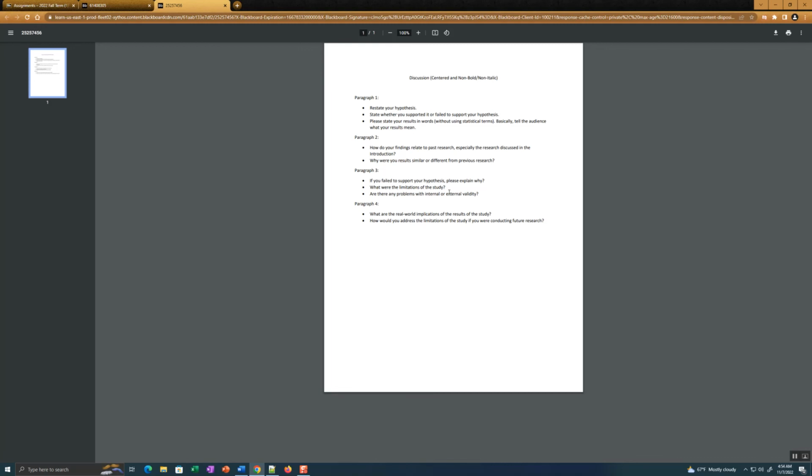Right? We're not talking about older people. We're talking about mainly people in their 20s. No men in the sample. Men think differently than women with regard to COVID. So those are all limitations that you need to go into in paragraph 3. Are there any problems with internal or external validity? Internal validity is cause and effect. External validity is the ability to generalize from the sample to the population.